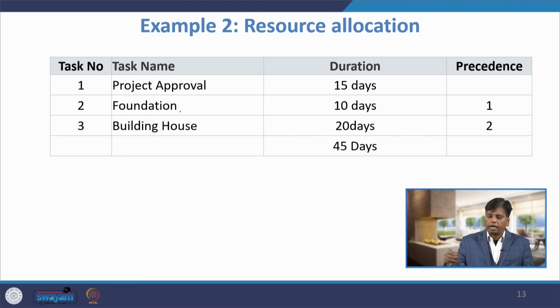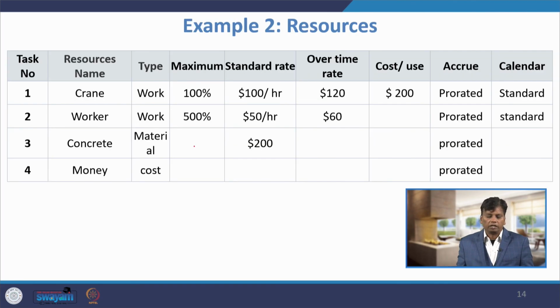So, we say all the activities are taking place in linear fashion. The preceding activity for foundation is project approval. The preceding activity for building the house is the foundation. So, what are the resources?